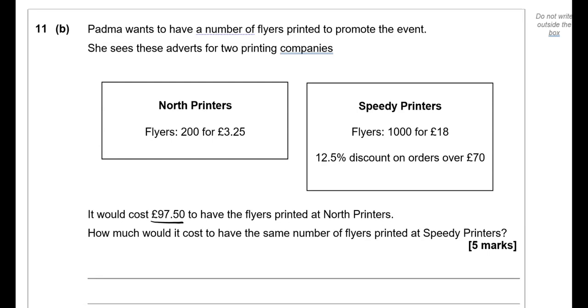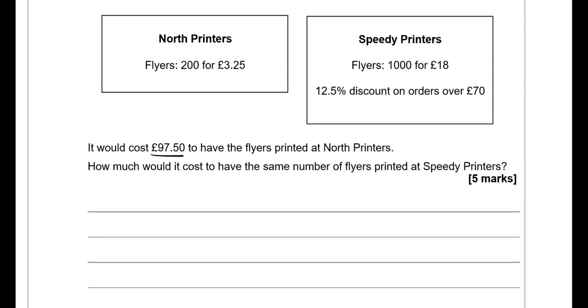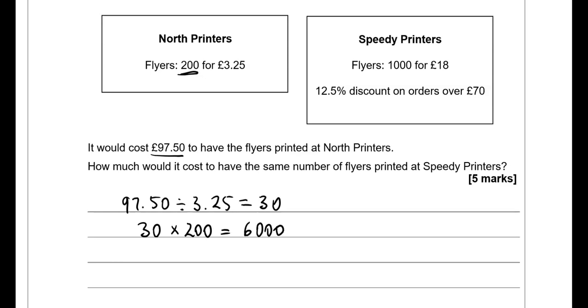So we don't know how many flyers. We're going to work it out because we know that the cost for them being printed at North Printers is £97.50. We're going to divide that by 3.25 or £3.25, which gives us 30. So 30 lots of it. And that means 30 lots of 200 flyers. So that is 6,000 flyers.